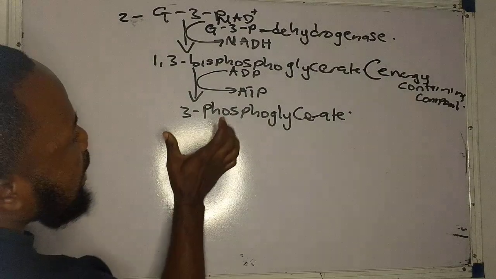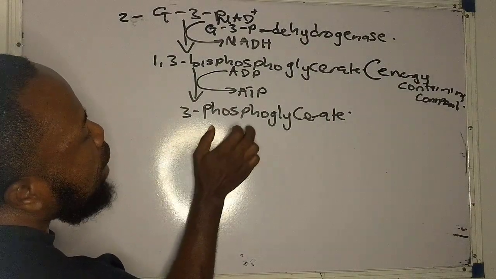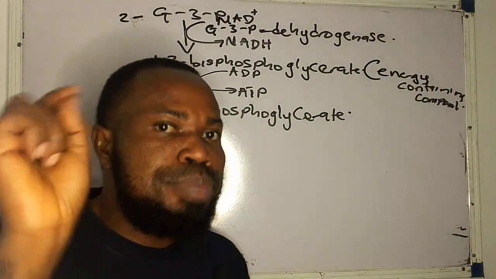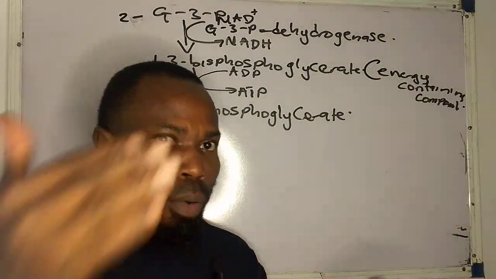Now, there is an intermediate molecule that is formed before 3-phosphoglycerate, known as 2,3-bisphosphoglycerate, and this is usually formed in RBC, red blood cells. Talking about the Bohr effect and all that.